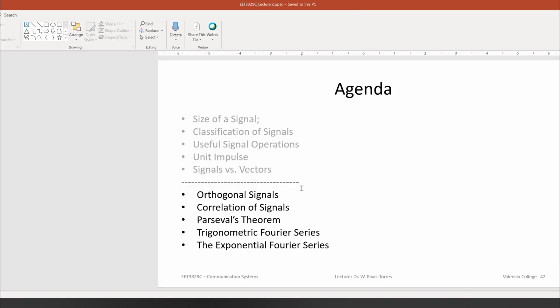Next time, we will talk about orthogonal signals, correlation of signals, Parseval's theorem, and then Fourier series.